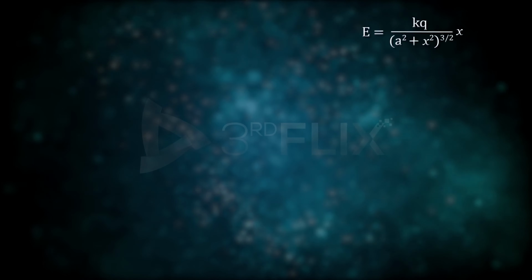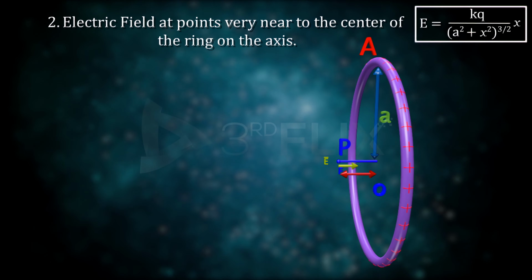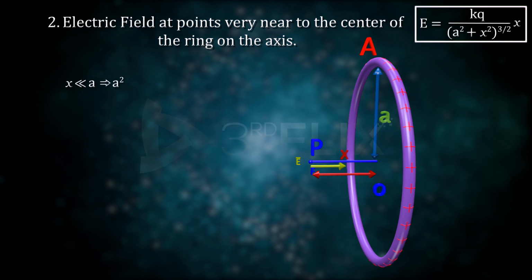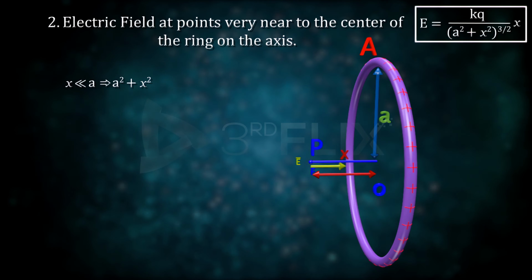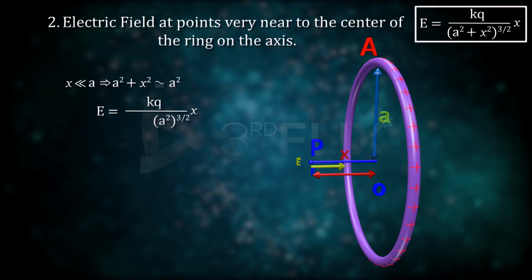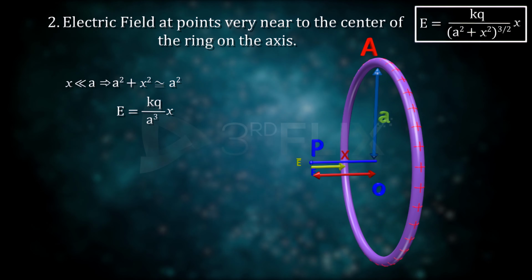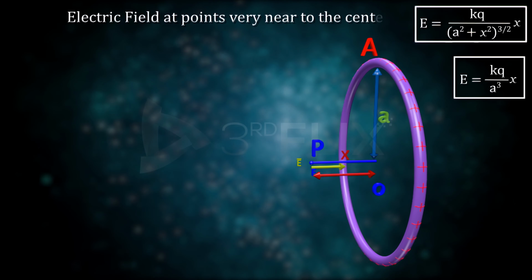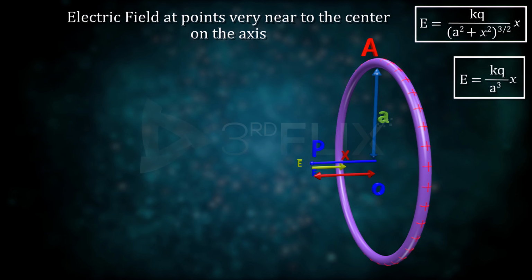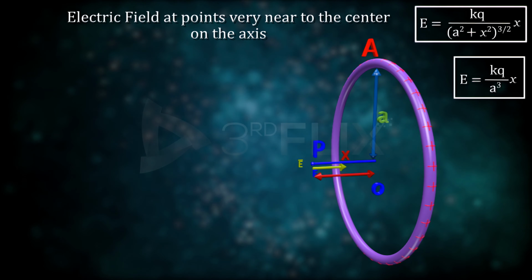For points very near to the center of the ring on the axis, x is very small as compared to a. Thus, a square plus x square is approximately equal to a square, and the magnitude of the electric field is kqx by a cube. Hence, electric field at a point on the axis very near to the center of the ring is kqx by a cube and is directly proportional to its distance from the center.